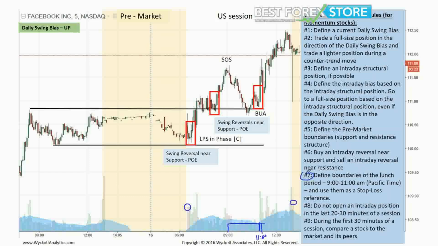My preference is just not to initiate a lot of positions and to not even trade that time period at all. And you could see how all of these signals right here are either before 9 or after 11. And then during the last 20-30 minutes of this session, I try not to open any positions.